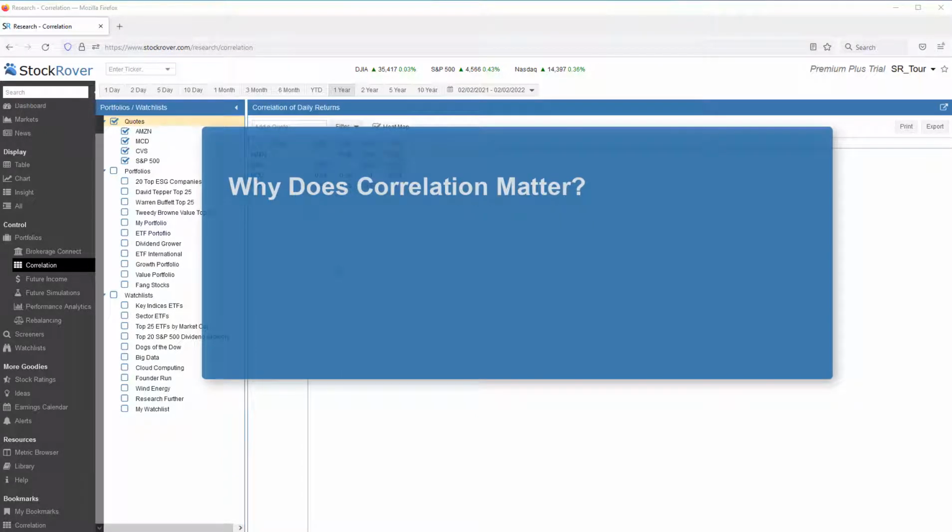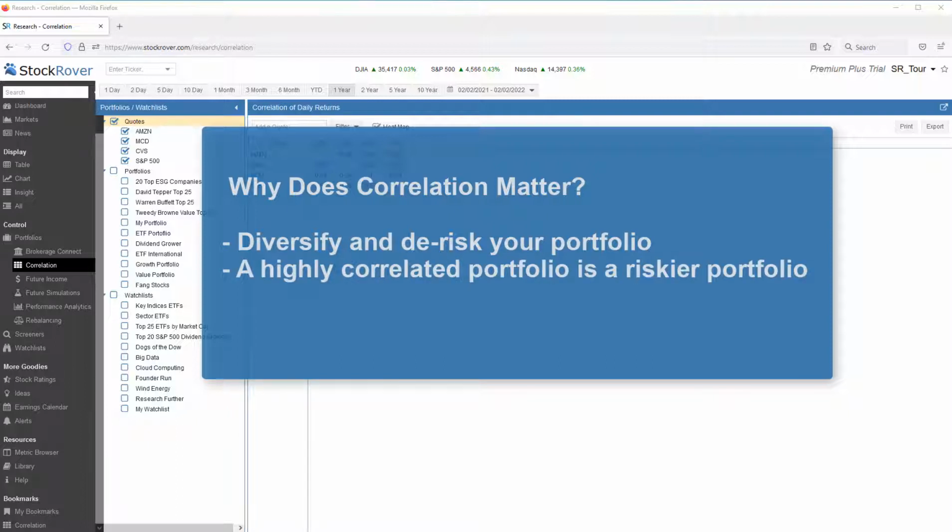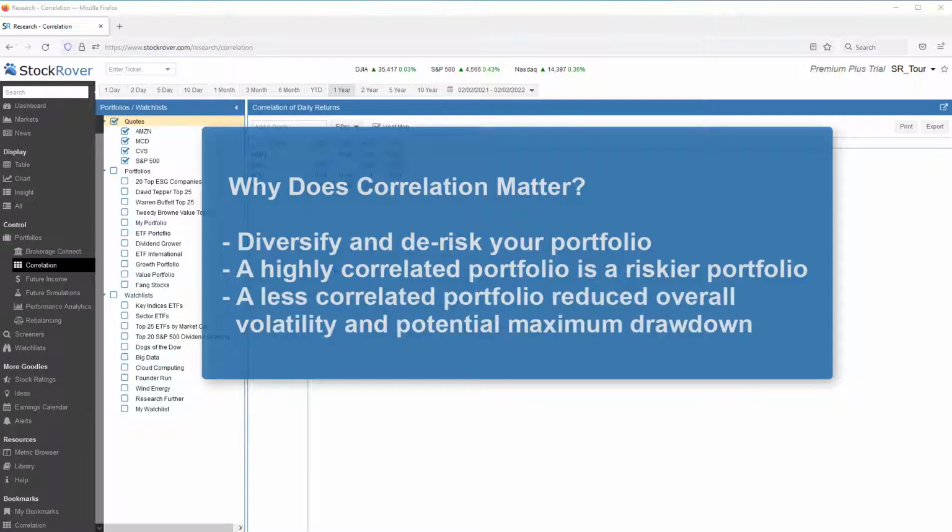Using correlation information is a way to help you diversify and de-risk your portfolio. A highly correlated portfolio is a riskier portfolio. It means that when one of your stocks falls, it's likely that all of them will fall by a similar amount. On the other hand, if your stocks are going up, then a highly correlated portfolio might feel pretty good. And while you can never eliminate risk completely, you can build a portfolio with a mix of assets that are less correlated, uncorrelated, or negatively correlated to reduce your portfolio's overall volatility and potential maximum drawdown.